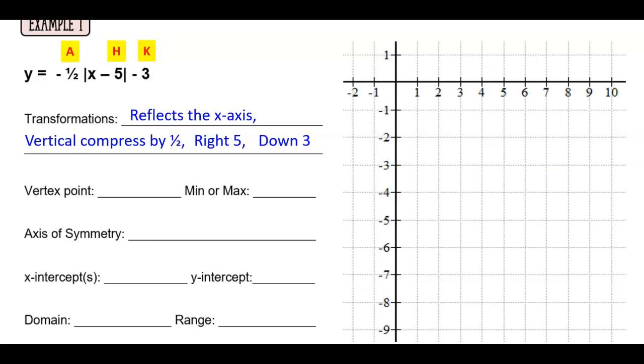So when you're doing the stretch or compress, you ignore the negative sign. The negative is just for the reflection. The number itself is just for the stretch or compress.